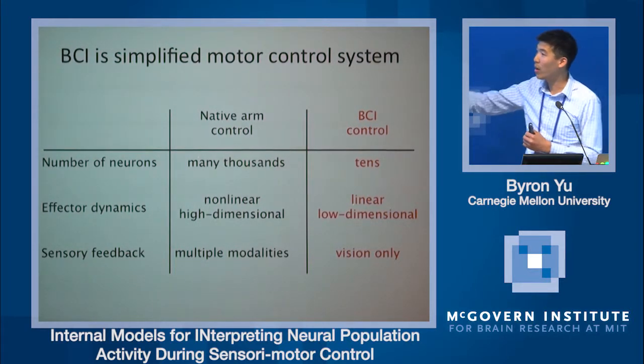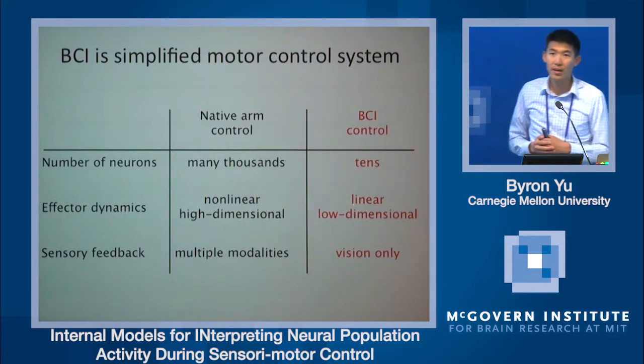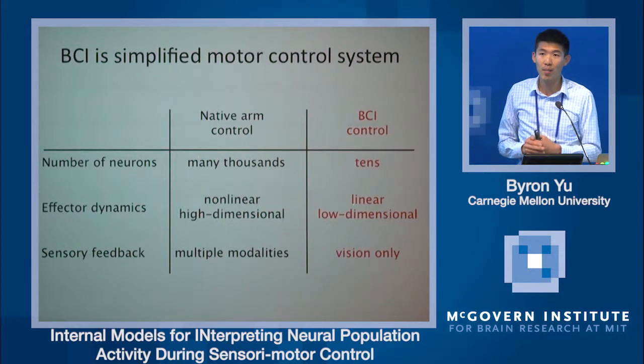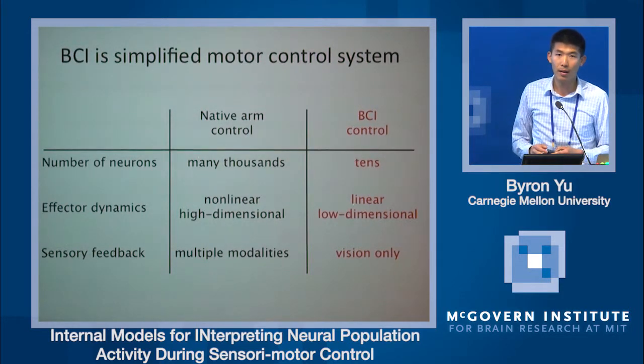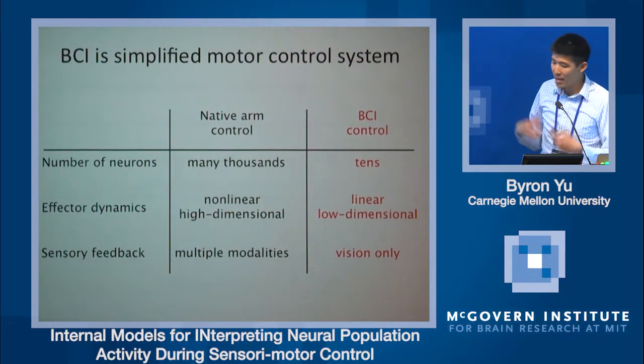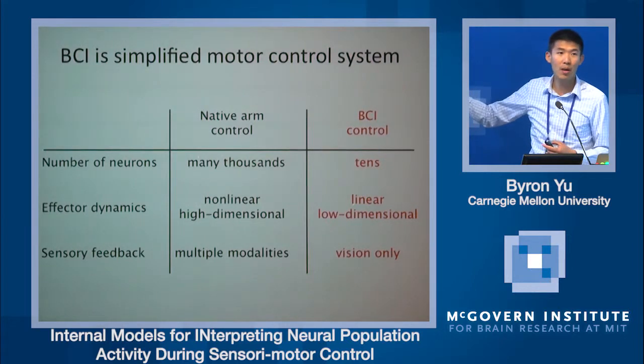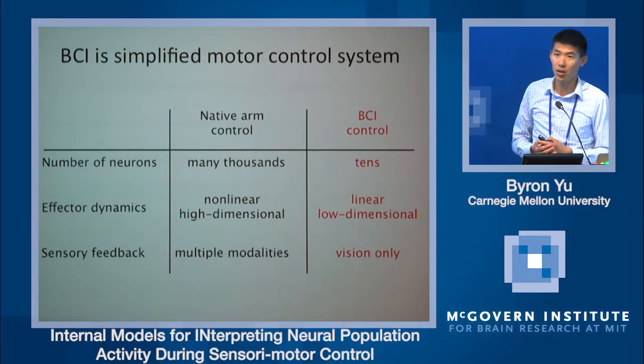And then furthermore, we can restrict sensory feedback to be vision only in this experiment, which makes things simpler. Okay, so what we're going to set about doing is to use a brain-computer interface to study internal models.